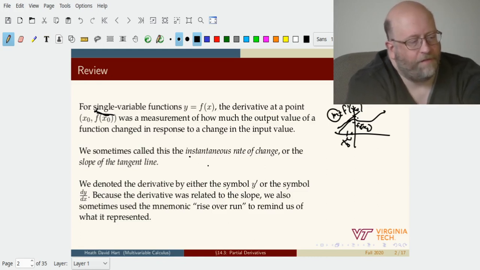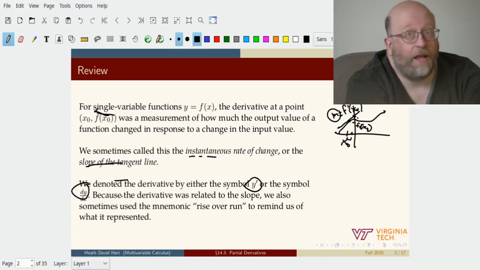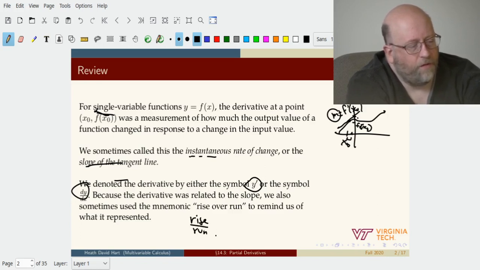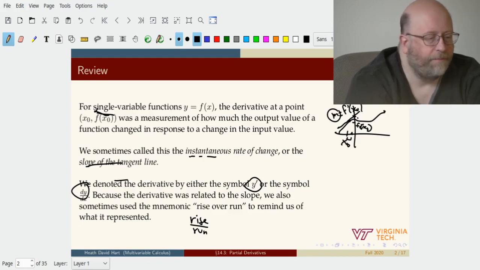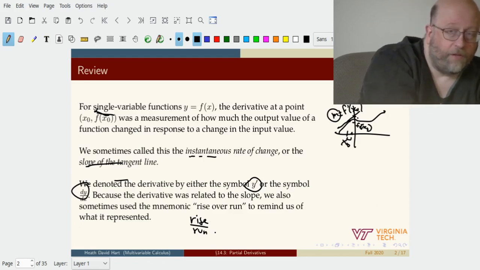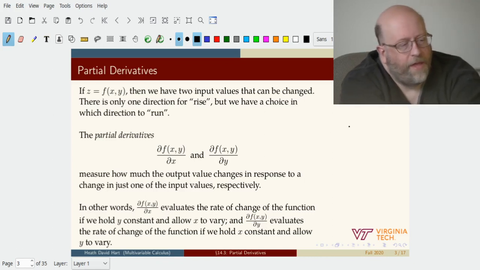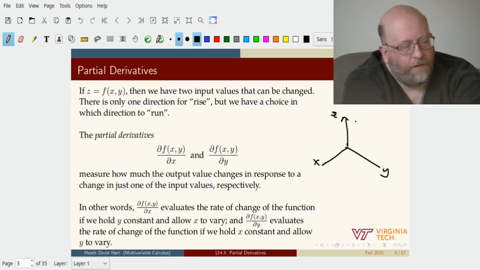We sometimes call this the instantaneous rate of change, we sometimes call this the slope of the tangent line. And we use the symbol y prime or the symbol dy dx to denote this. And we sometimes use the mnemonic rise over run to remind us of what was going on here. Now that we're moving into 3 dimensions though, we have 2 inputs and 1 output. And so there is only 1 direction for rise, but we have 2 possible directions to run in.